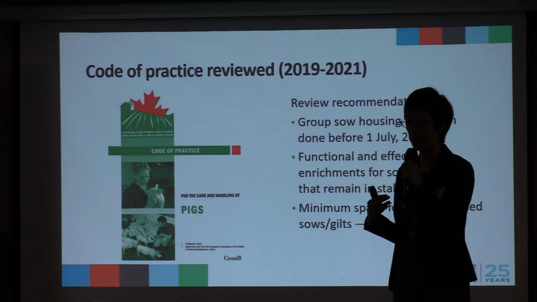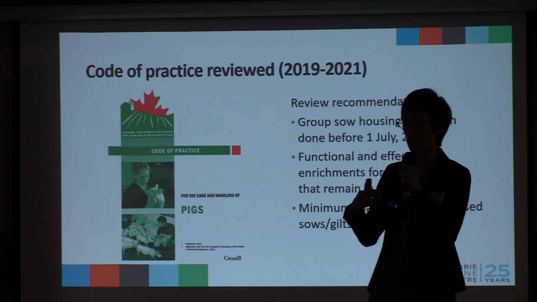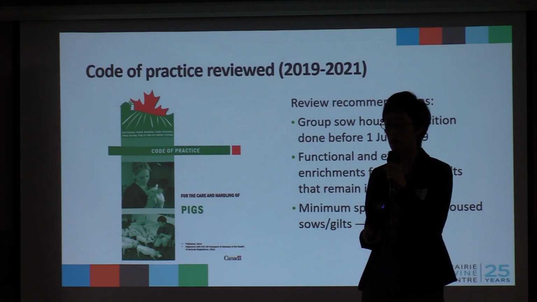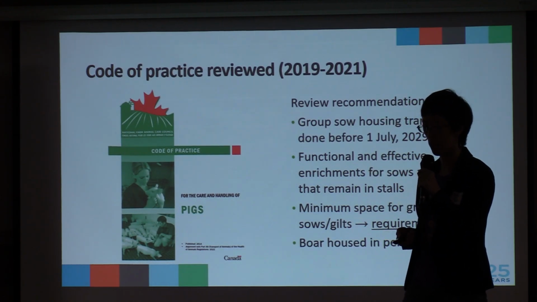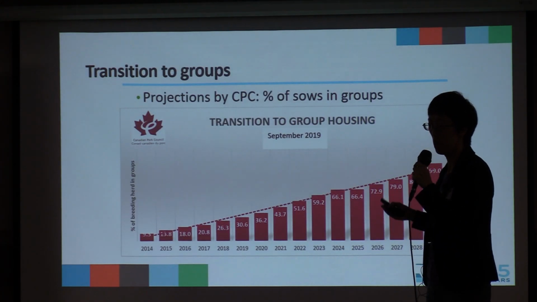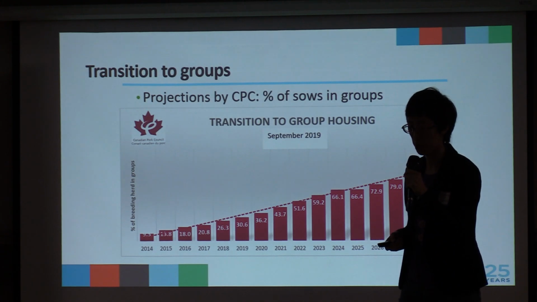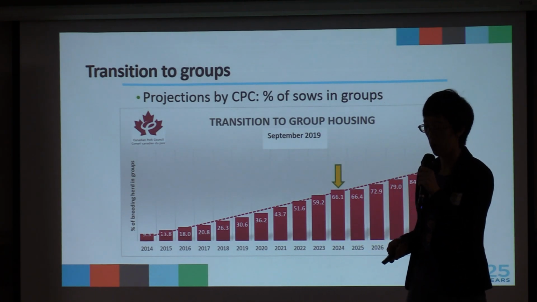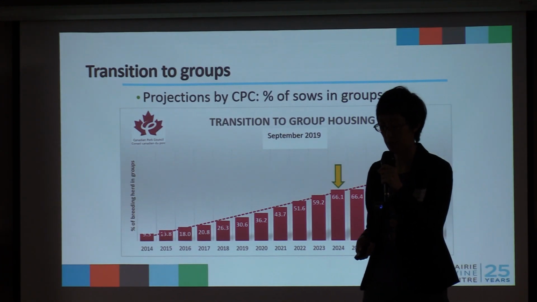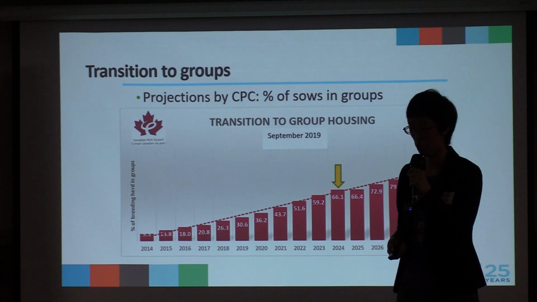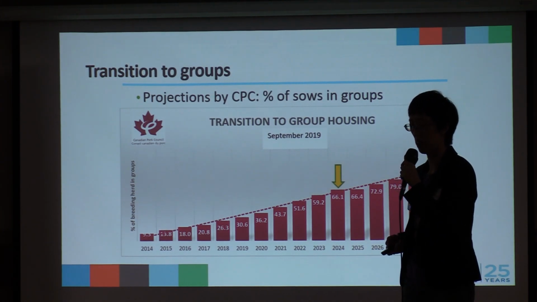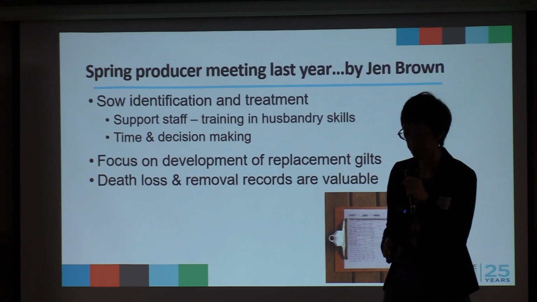I think this is important because you have to provide them with a good group housing environment to make sure that you can actually go through the transition properly. It is also recommended that the boars should be housed in pens. This is the projection done by the Canadian Pork Council back in 2019. We're now in 2024 already, so hopefully about 60% of the producers have managed to transition or are in the process of transitioning. And then in 2029, we're trying to hit that goal there.